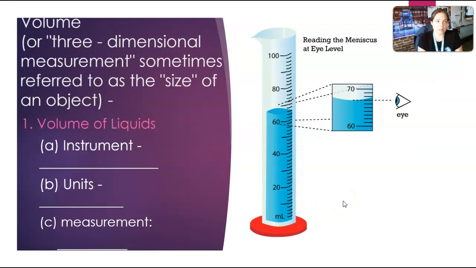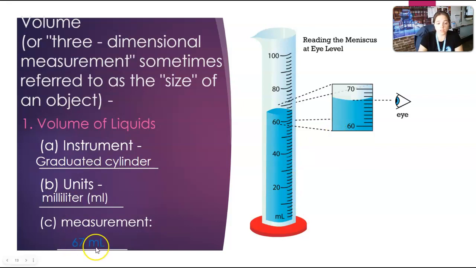Along with measurements, besides having length or dimensional, we're going to do volume. There's a couple ways you can measure volume. A three-dimensional measurement of volume or liquids, you are going to use this thing right here. Hopefully you remember it's a graduated cylinder. These graduated cylinders use the units of milliliters right there. And this measurement, if you look right here, is 67 milliliters.